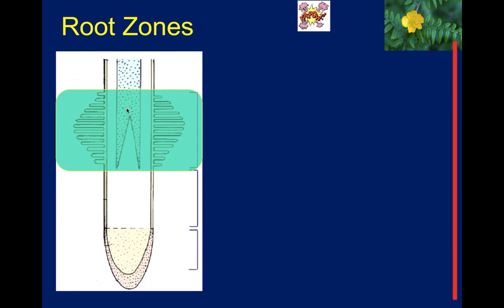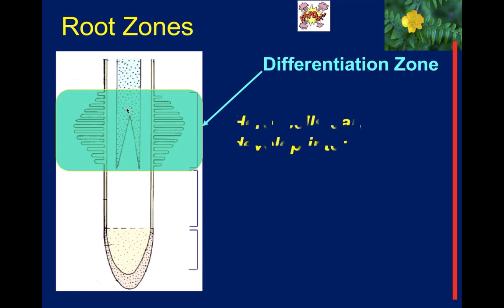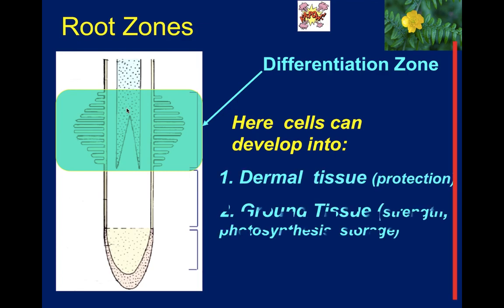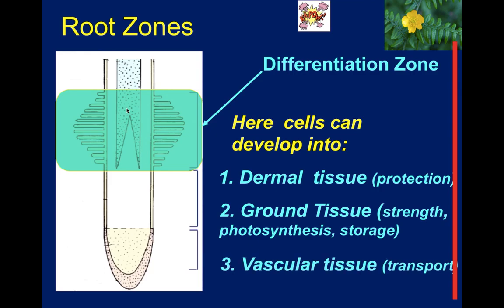So in your zone of differentiation, in this zone, cells essentially haven't decided, or this is where they're going to decide what they're going to become. So kind of like stem cells at this point. So cells can develop into the 3 tissue types that we've done. So dermal for protection, ground for strength, photosynthesis or storage, and vascular tissue for transport of water, minerals, and glucose.